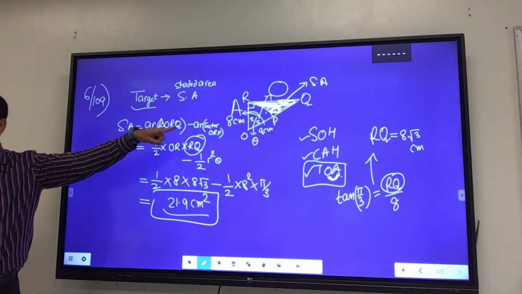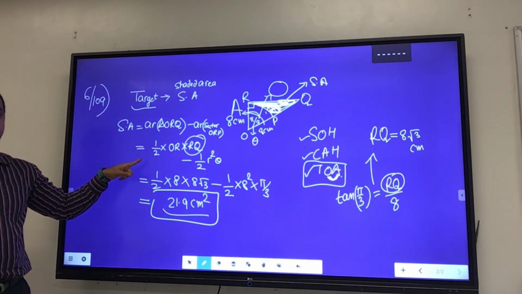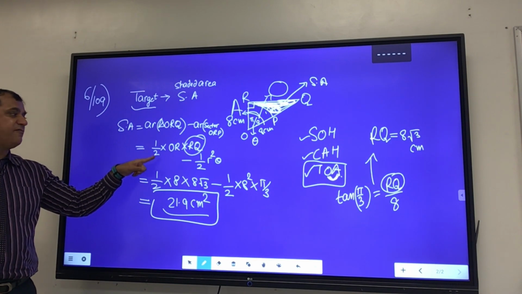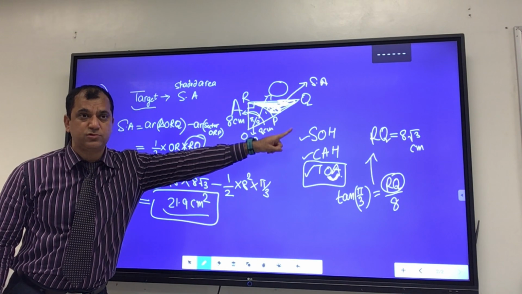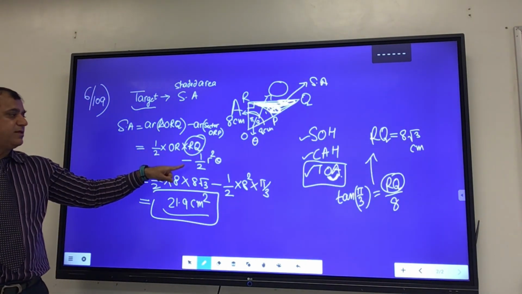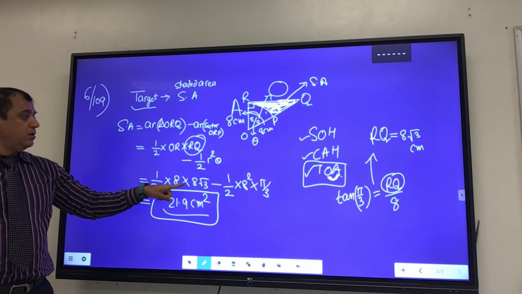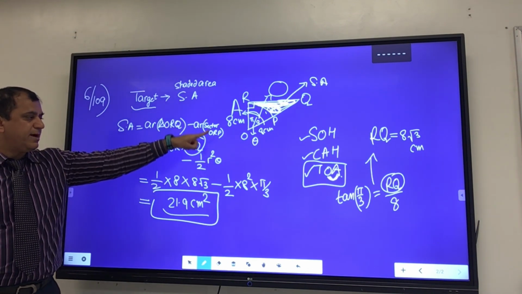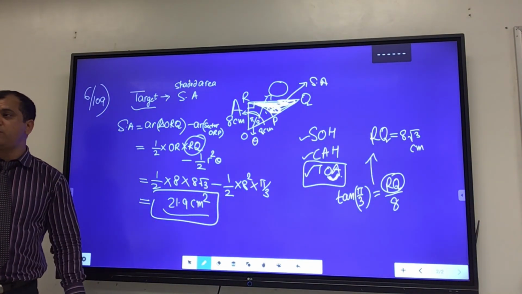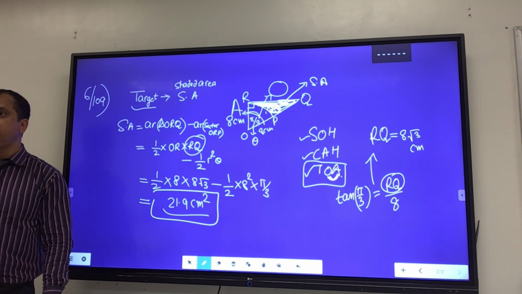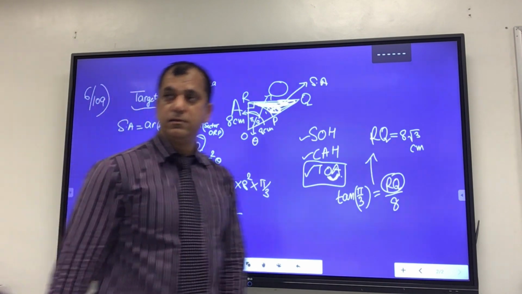The question was to find the shaded area, which is visible from the diagram: area of the triangle minus area of the sector. Area of the triangle is half times base times height, which is half times OR times RQ. We found RQ by using TOA, which is 8 root 3, minus the area of the sector, 1/2 r squared times the central angle theta. The radius is 8, theta is pi by 3. We plug in here and use the calculator, and it gives the answer 21.9. Did you get the same or different? Anybody? Same. So this question is done. Clear guys? Thank you.